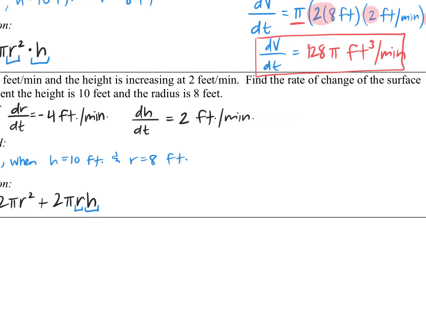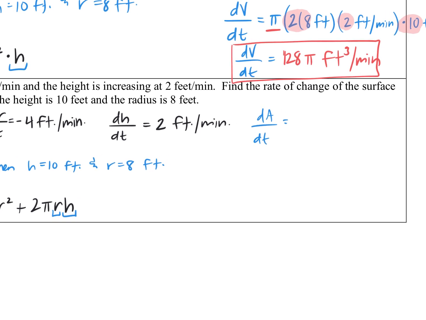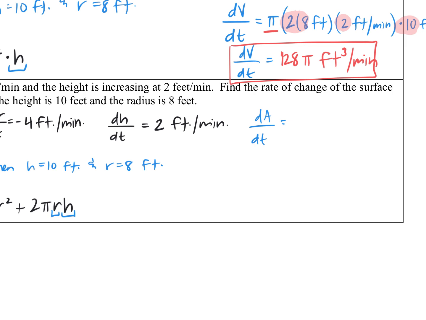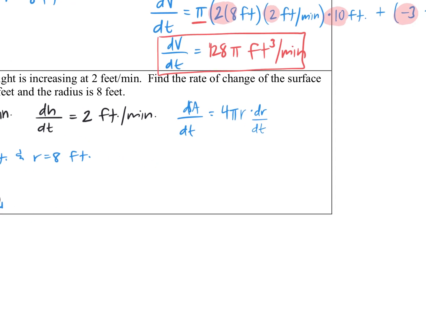All right, I'm taking the derivative with respect to time. Wait, why is it DA now? Oh, sorry, I meant DSA. There we go. So I've got 4 pi r dr dt plus 2 pi. And then now I'm going to take the derivative of r times h. So I'm going to do the first one down times the derivative of the second plus the second one down times the derivative of the first.